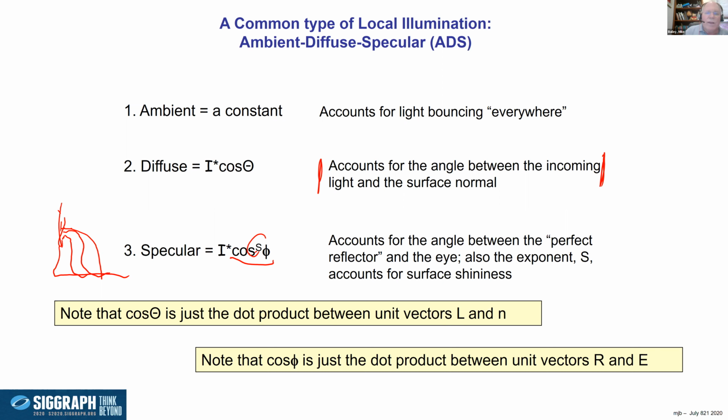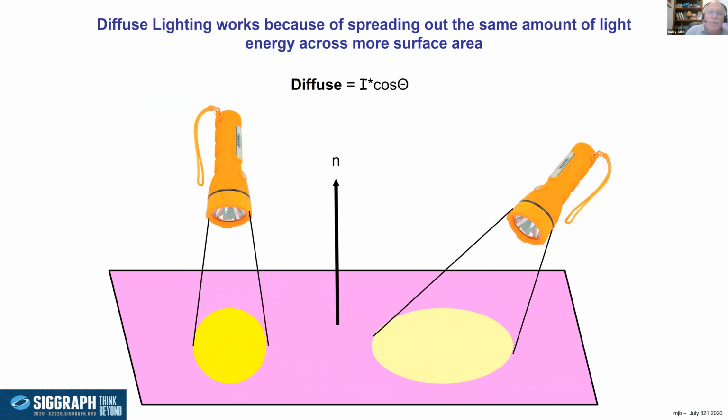And so you get a narrower bright spot, and that's kind of a visual cue to us humans that we have a smoother surface. So let's talk about that again. Diffuse is the angle between the surface normal and the direction to the light.